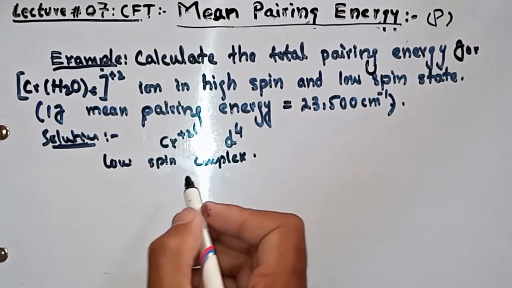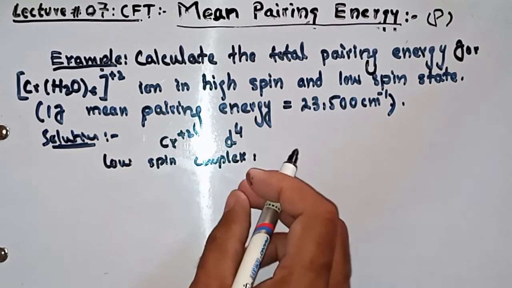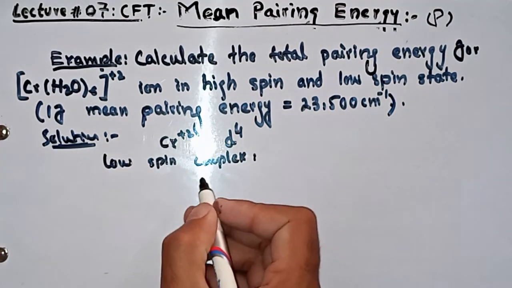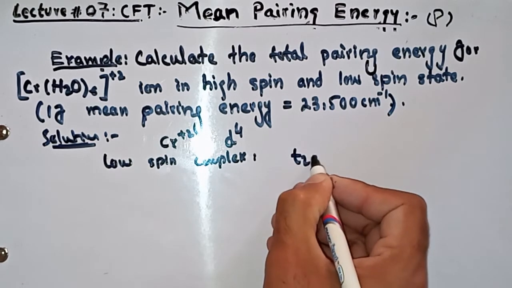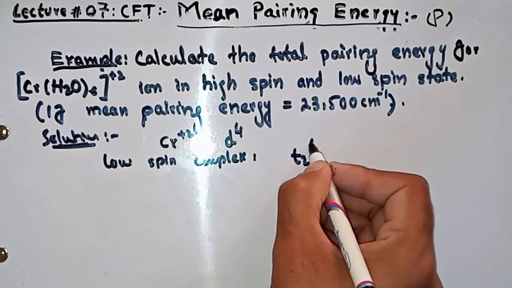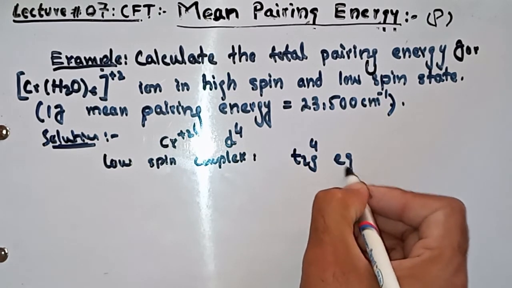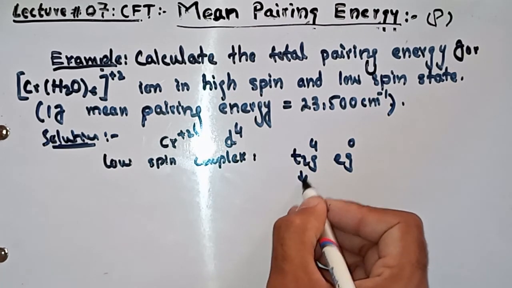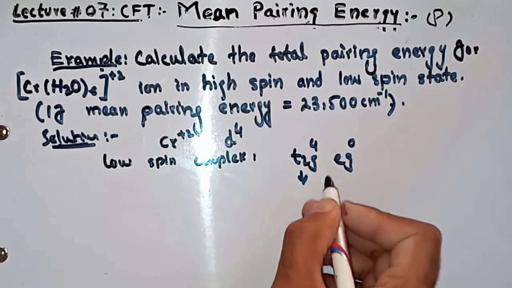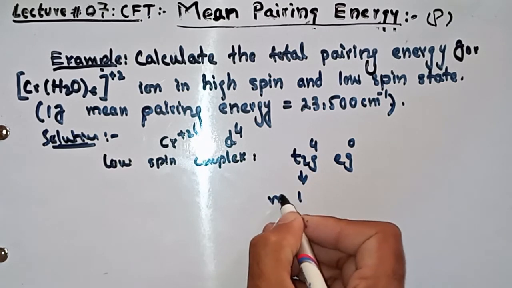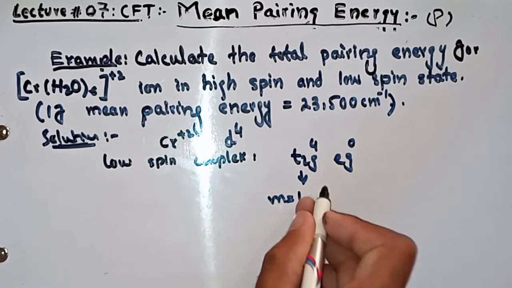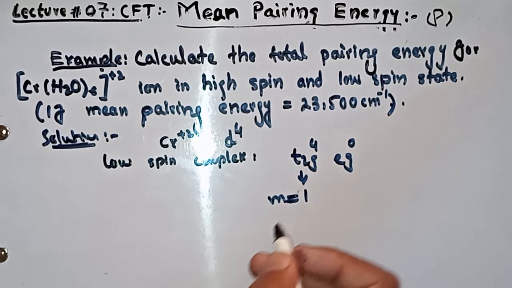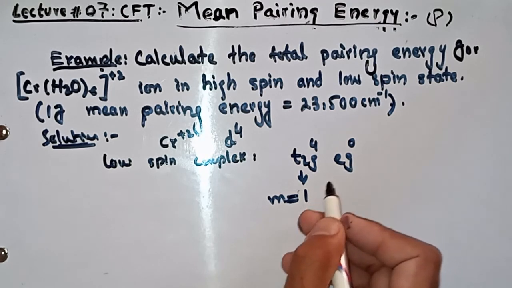In a low spin complex, we know that the electrons will first pair up, which is against Hund's rule. So the t2g will have 4 electrons while eg has 0 electrons. In t2g, one electron pair will be present, which means m is equal to 1, but in eg there is no electron pair.